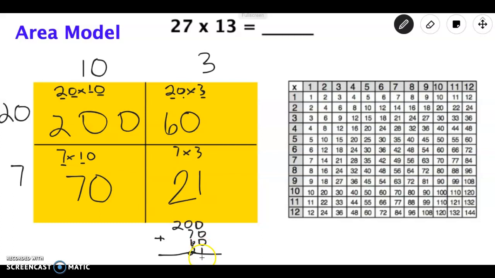0 plus 0 plus 0 is 0, plus 1 is 1. 7 plus 6 is 13, plus 2 is 15. Regroup, carry the 1, and 2 plus 1 is 3. So my answer for 27 times 13 is 351. And so this is how we use the area model to multiply a 2-digit times a 2-digit number.